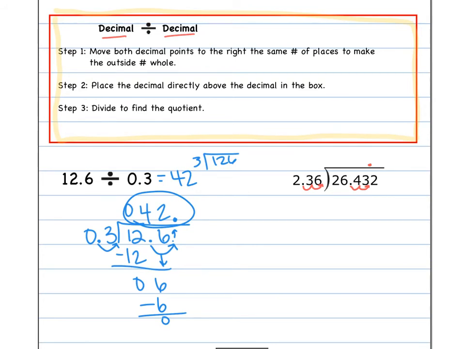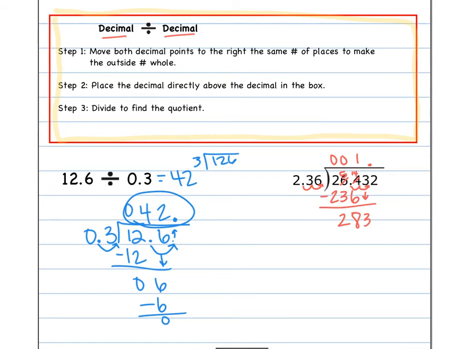Okay, so 236, it can't go into 2. It can't go into 26, but it can go into 264 one time. Okay, 2 times would be too much. Multiply 1 times 236 is 236. Now we subtract. Can't take 6 away from 4, so this becomes 5. This becomes 14. 14 minus 6 is 8. 5 minus 3 is 2. Drop down the next number.